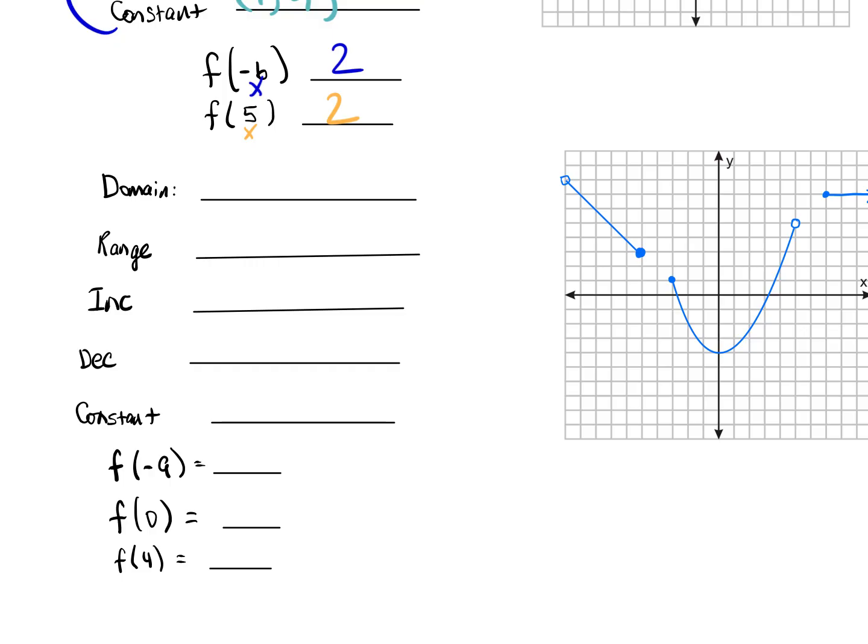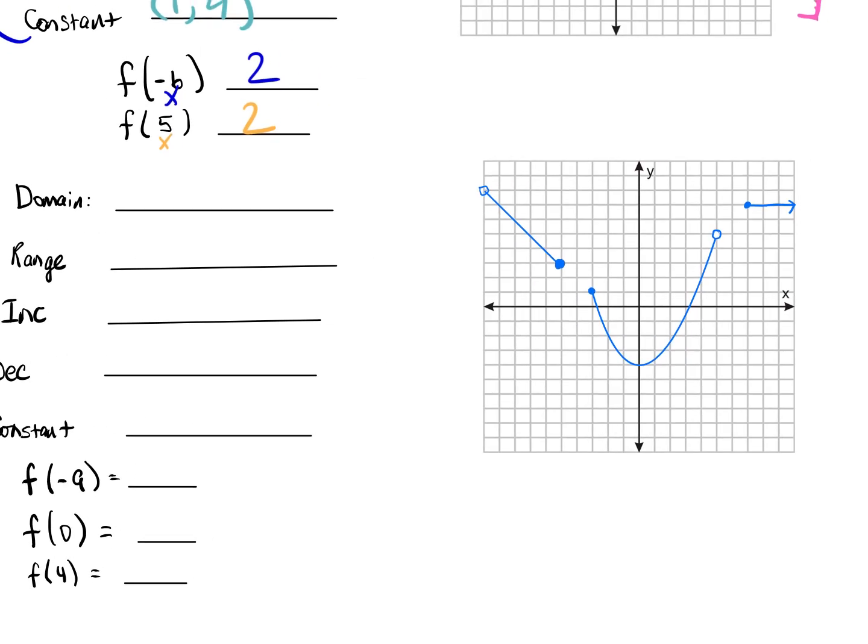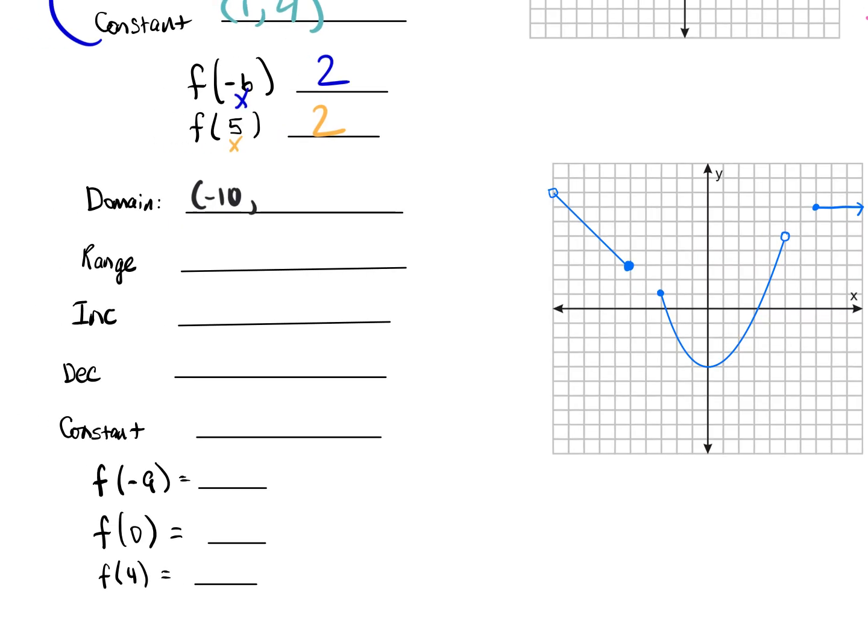So for domain, we start from left to right. So where do I start touching graph at? -10. Perfect. The x value for -10. So domain is the x values. So we start at -10. I'm touching graph until here. Then I've got a gap in my graph. So until what x value? Yeah, -5. Perfect.